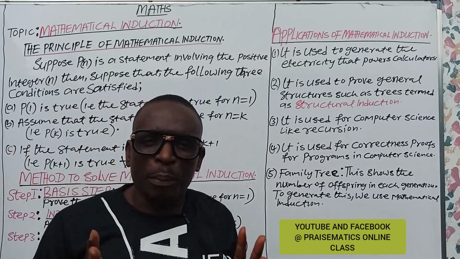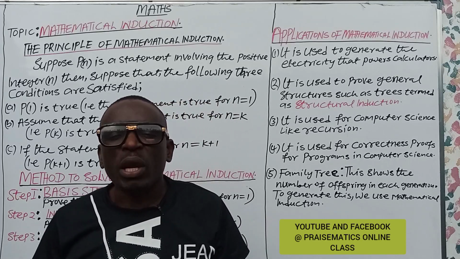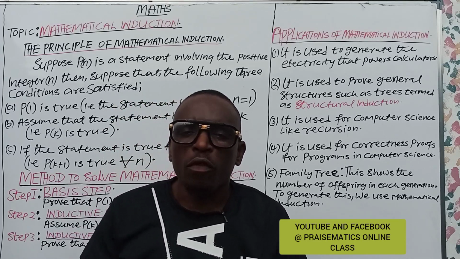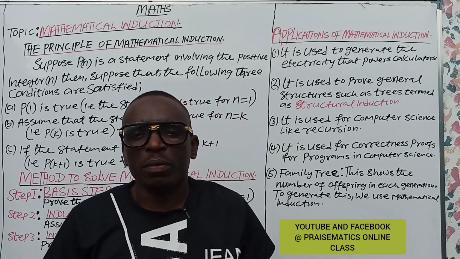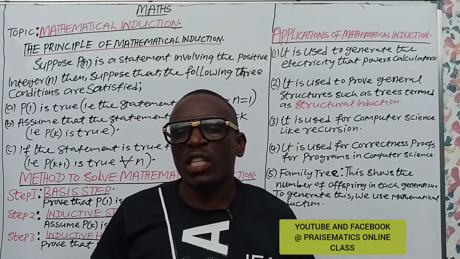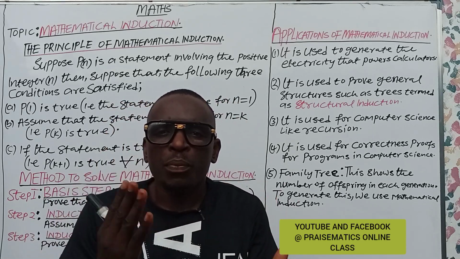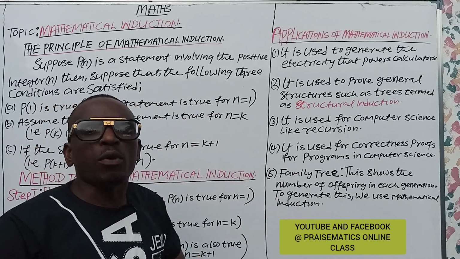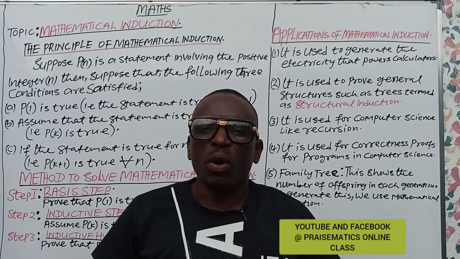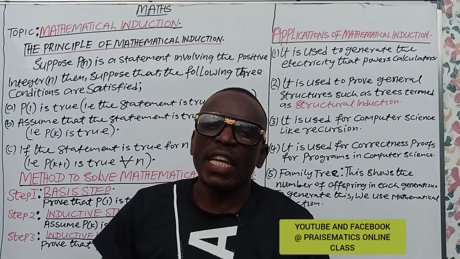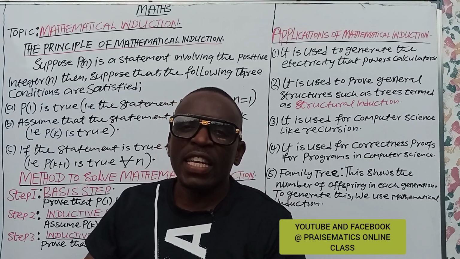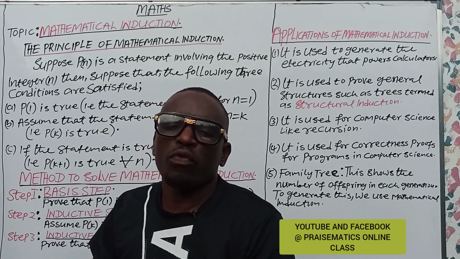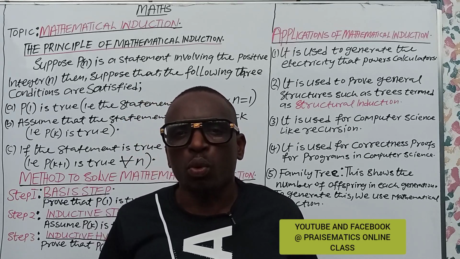We have three methods, three patterns, three steps that we must follow to solve mathematical induction. First is what we call the basic step. The basic step is where you test when n is equal to 1. If it is true for n equal to 1, it is automatically true.